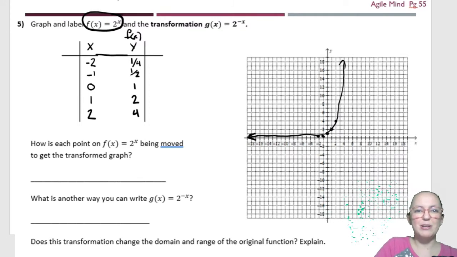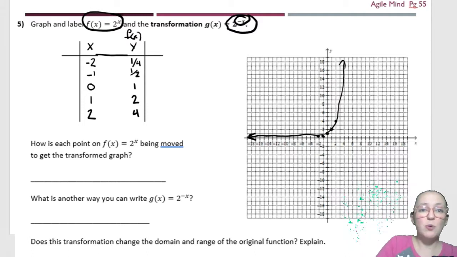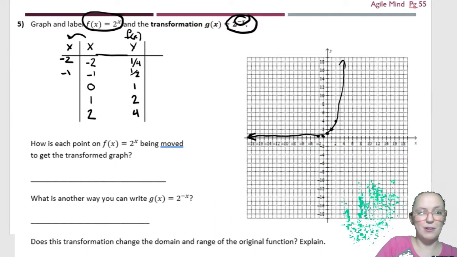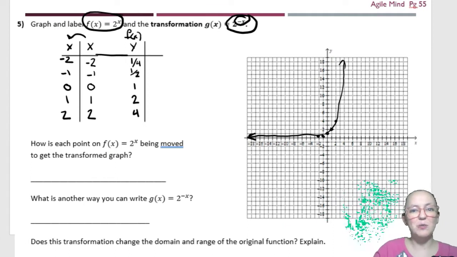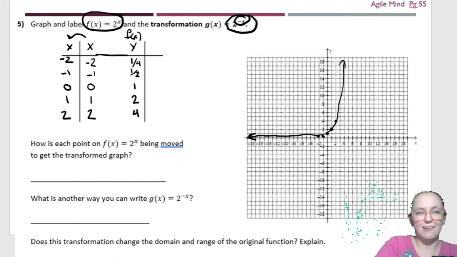But this time, our transformation doesn't actually have any a, or any h, or any k. We're not shifting it. What we're doing is we are going to change the x to have an opposite value. So we're not actually changing our x's. Our x's are going to be the same. We're still going to have -2, -1, 0, 1, and 2.